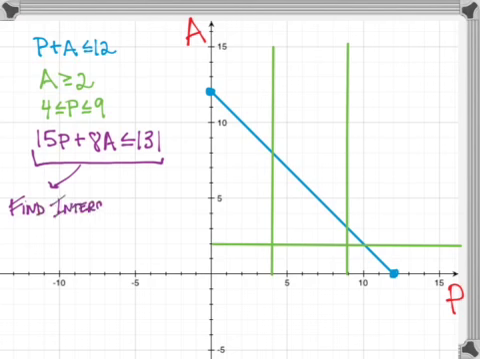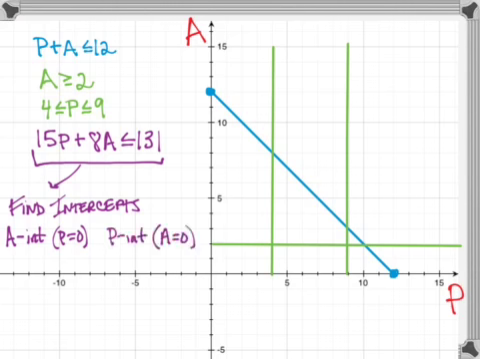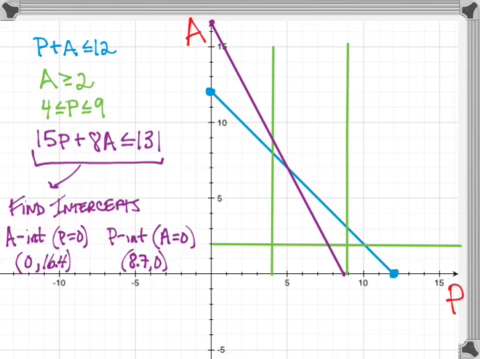And then this one I have to do a little bit of math. Again, I'm going to find the intercepts. I'm going to let P equal 0 and figure out A. I'm going to let A equal 0 and I'm going to figure out P. So the A-intercept is when P is 0. The P-intercept is when A is 0. I get 16.4 for the A-intercept, and 8.70 for the P-intercept. I put those points up there. There's my line.